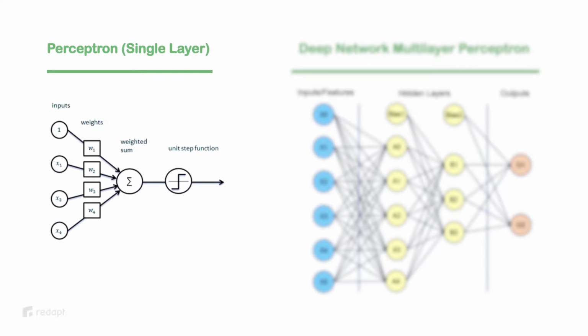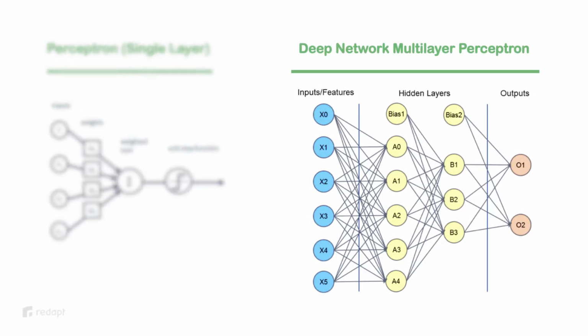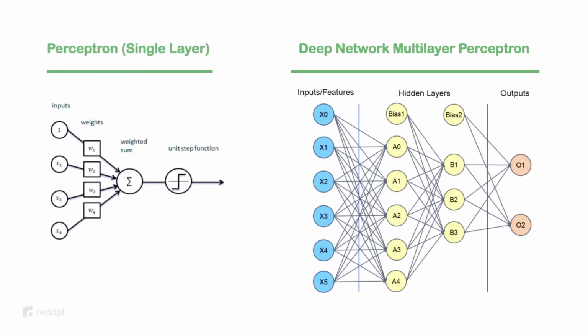So this is a single layer perceptron, and this is a deep neural network. It has some inputs, it has outputs, and in the middle it has hidden layers. And this is the basic structure of a feedforward neural network.